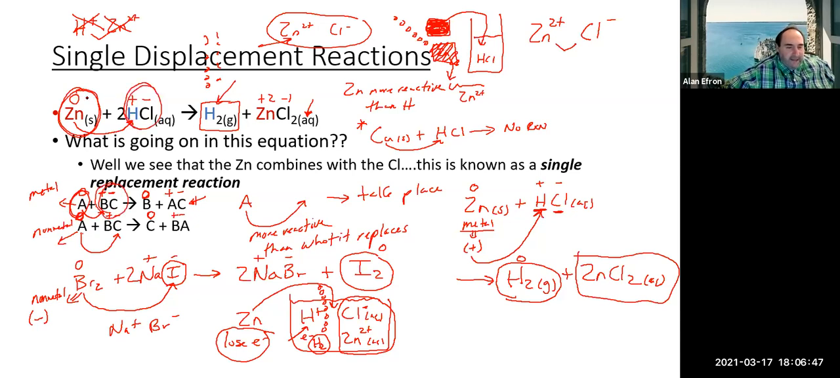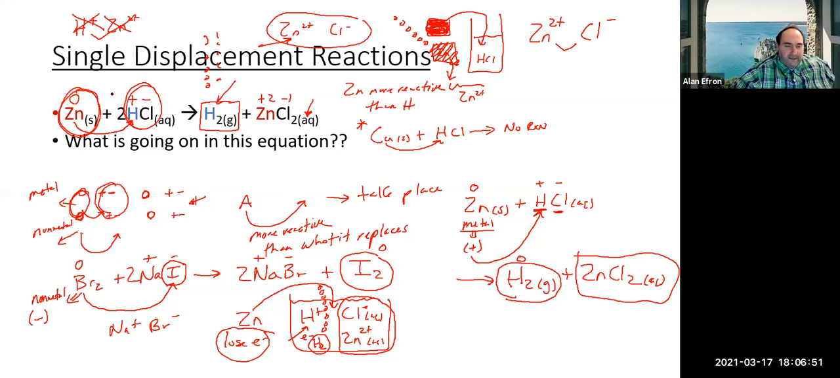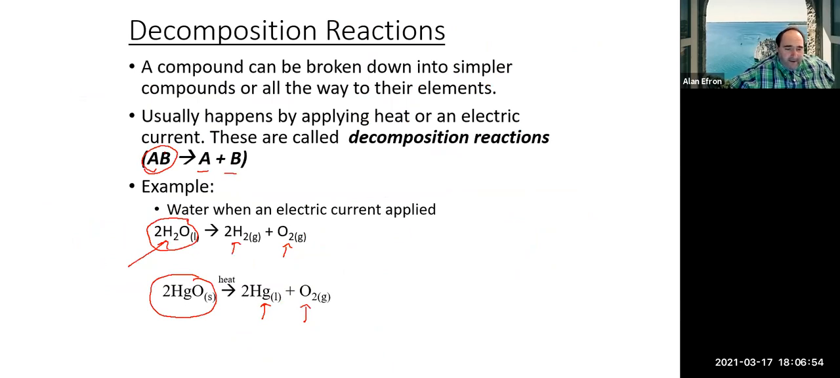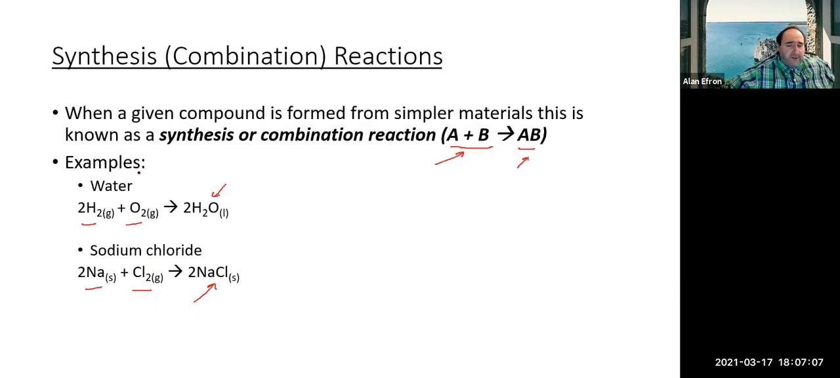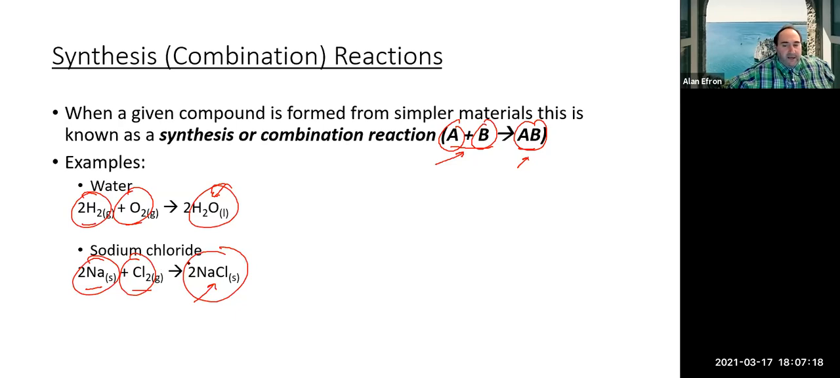So right off the bat, that looks very different than the one that we looked at previously, where we have one thing that's starting, and then we made two or more things. So this type of reaction, decomposition, looks very different than a single replacement. And then that looks very different than the synthesis reaction, where two things make one thing. That's definitely a combination reaction.